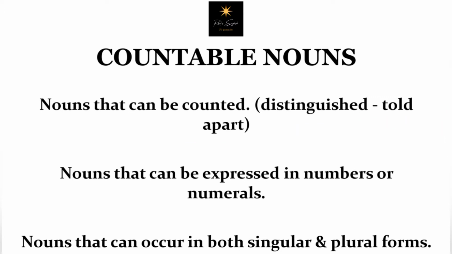If you did not understand "told apart," you will understand it very shortly. Countable nouns can be expressed in numbers or numerals, and they occur in both singular and plural forms. So these countable nouns can take on both forms.